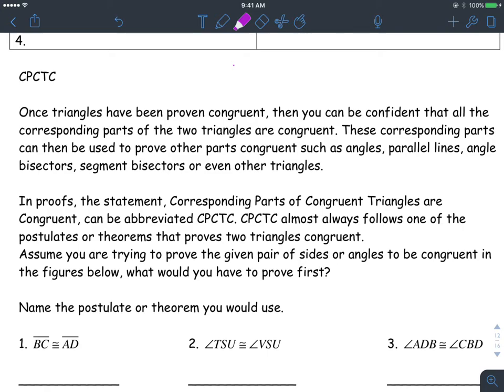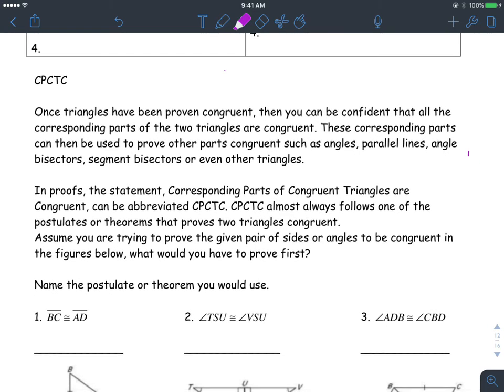Once triangles have been proven congruent, you can then be confident that all of the corresponding parts of the 2 triangles are congruent. These corresponding parts can then be used to prove other parts of congruence, such as angles, parallel lines, angle bisectors, segment bisectors, or even other triangles. In proofs, the statement, and here it is, highlight or underline this: corresponding parts of congruent triangles are congruent. That's what we're using CPCTC for, so I don't have to write that out a bunch of times. It can be abbreviated CPCTC.